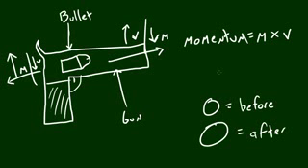So there is probably a simpler explanation using a gun and a bullet, because you're probably going to fire a gun more often than you're going to tie two carts together with a spring and a rope and cut them. So hopefully you guys understand the conservation of momentum now, and that's all I've got to say about that.